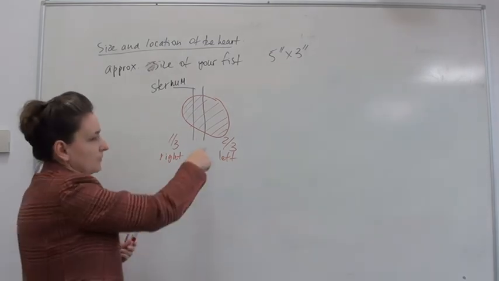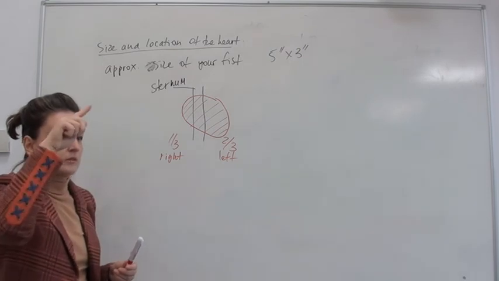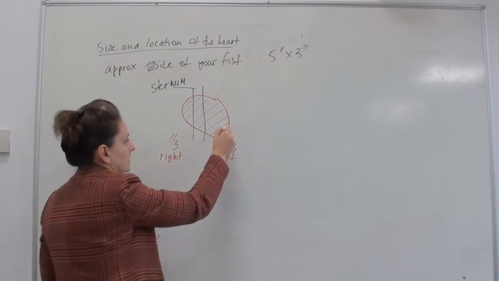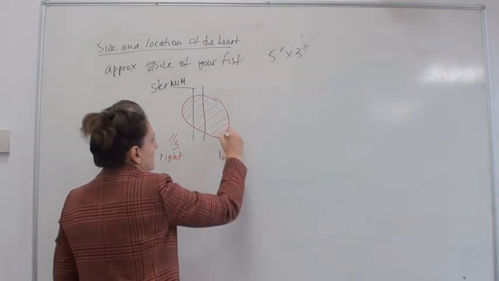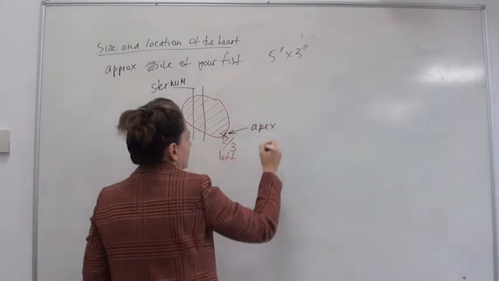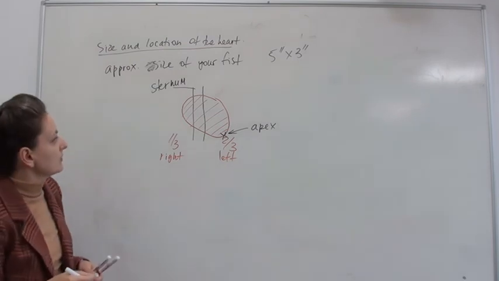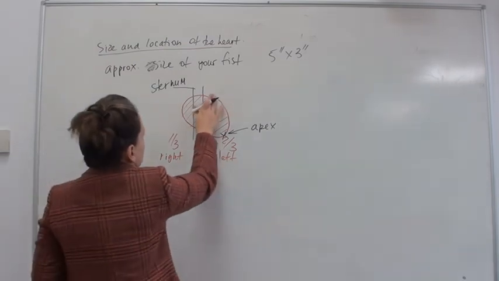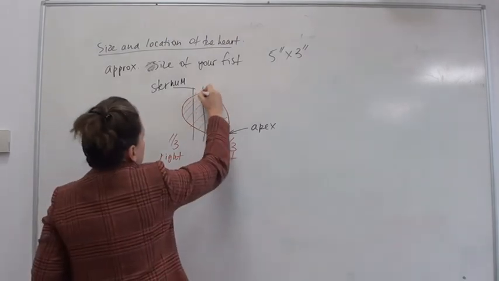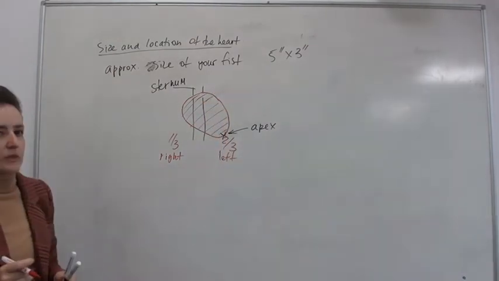If you again picture your heart as that egg-shaped object, then the pointy end of the heart is close to this end, and this is known as the apex of the heart. That's the pointy end of the egg, if you like. I didn't draw it particularly pointy, did I? Probably should have made it a bit more rounded at the other side. Let me try. Okay, so more of an egg shape.